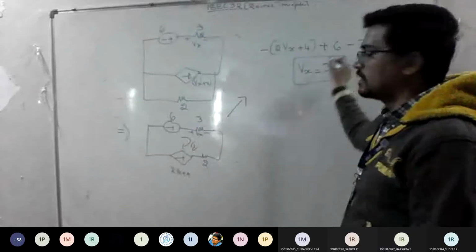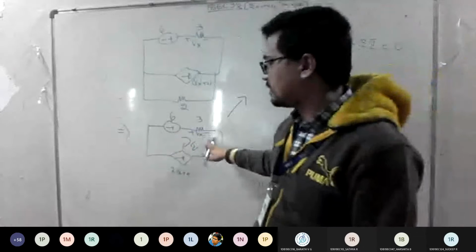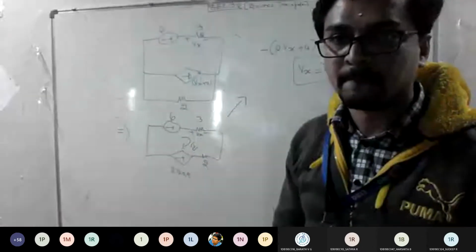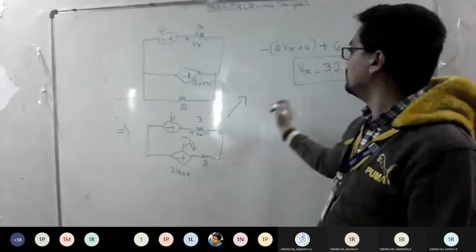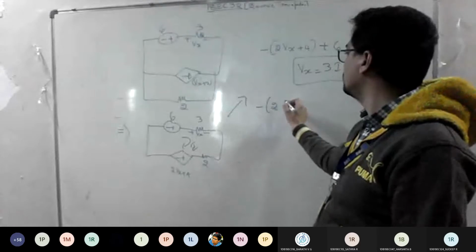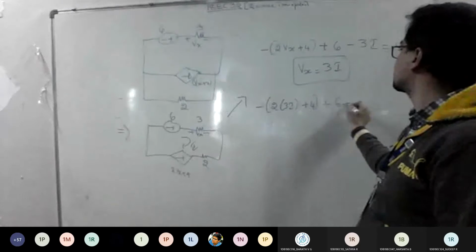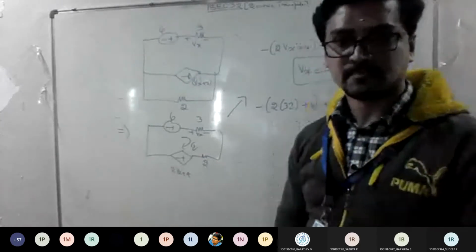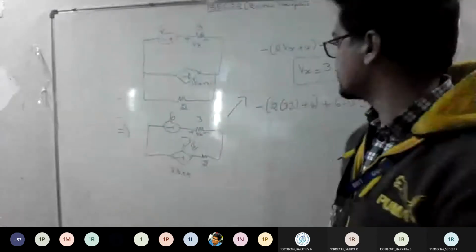Yes, sir. Understood or not, everyone? See, wherever Vx is there, that value with respect to I into R I should do. So 3 into I. Clear? Yes, sir. So just replace this here. It becomes 2 into (3I plus 4) plus 6 minus 3I equal to 0. What's the answer? Check out what is the answer of current now.